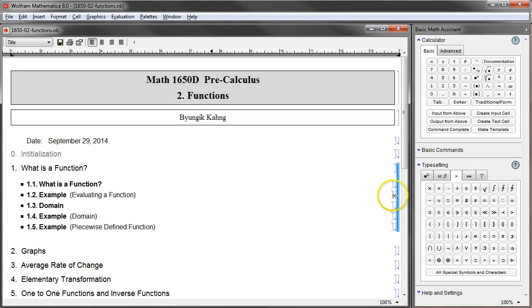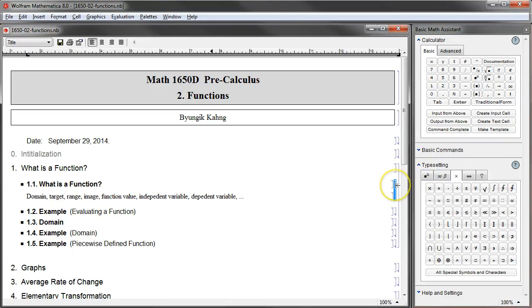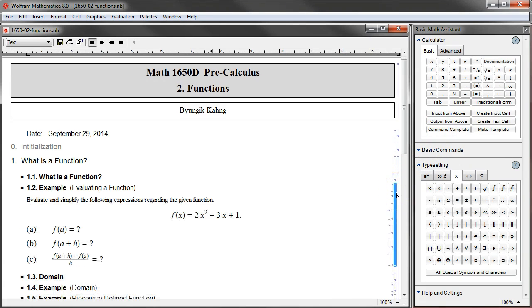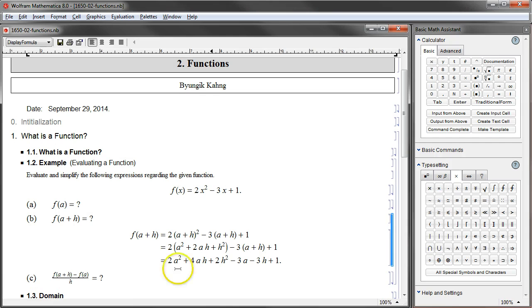And what is a function? All right. Terminology: domain, target. The starting set is the domain. The target is the target set. The range is the part of the target that has function values, and so on and so forth. Okay. Evaluating a function: plug in x equals h, and we have that. Plug in a plus h, for example; we have to plug in a plus h in place of x here and there. So we have this expression, which is totally fine with me.